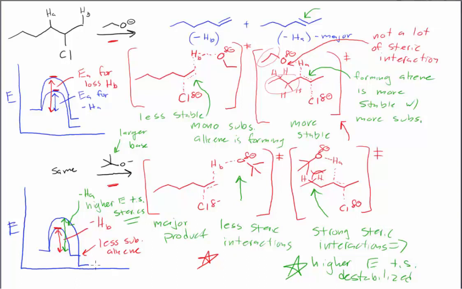And so the major product using larger bases is going to be the alkene that results from the more easily accessible hydrogen being removed. And typically that's on the outside of the molecule, and that gives us the less substituted alkene. So here we can look at the sterics and the stability of these transition states to get an idea of which product forms the fastest.